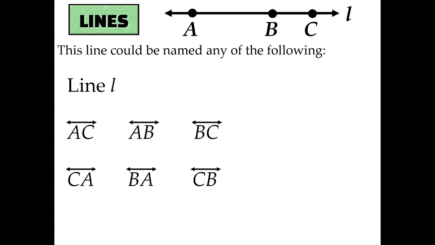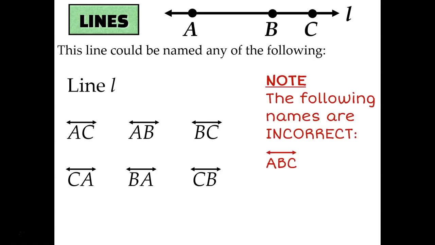Let's talk about some examples of incorrect names for this line. For example, you cannot call this line ABC. Lines are always named with 2 points on the line, never 3. So just because you see 3 points on the line doesn't mean that you should use all 3 of them to name the line. Just pick any 2 of the 3 and draw a line on top.